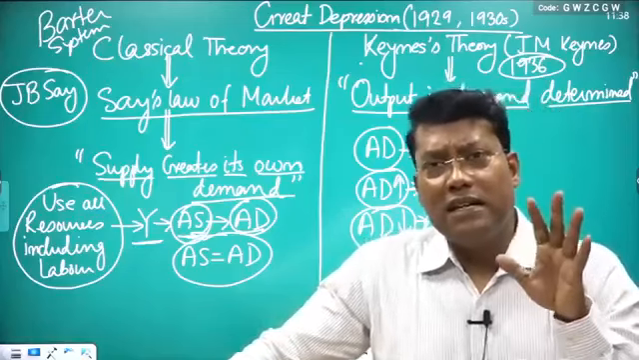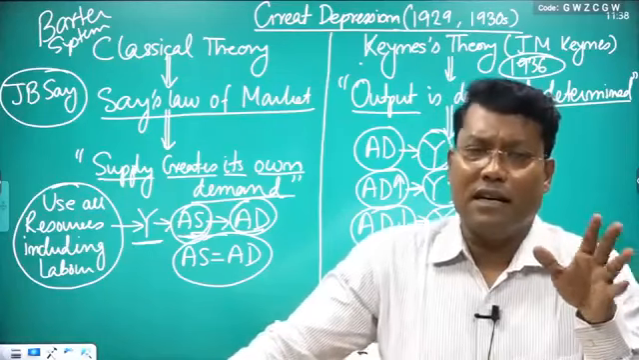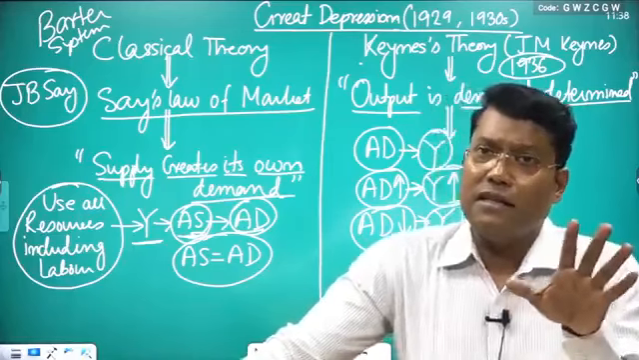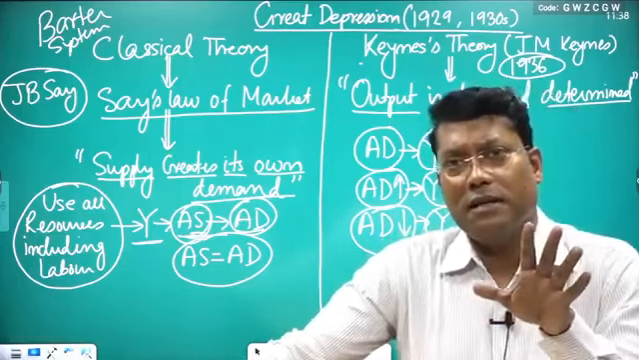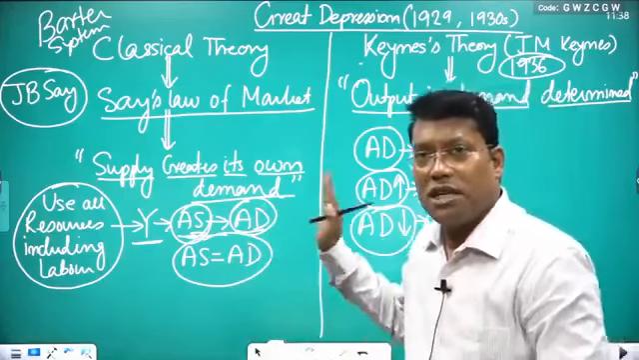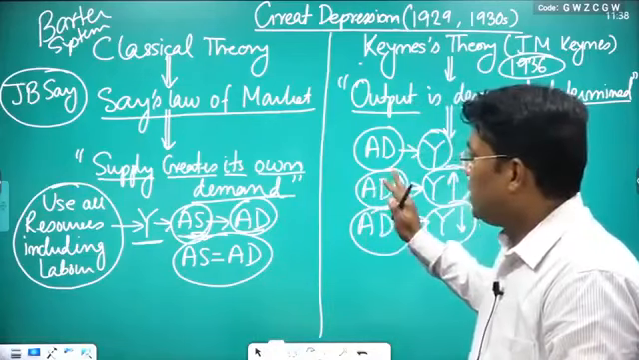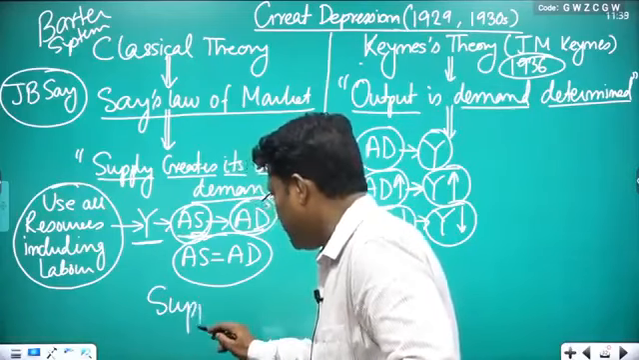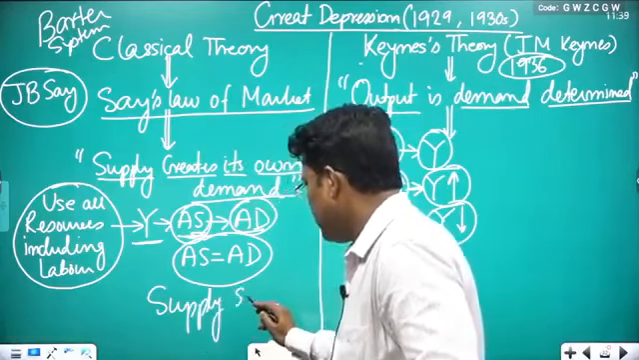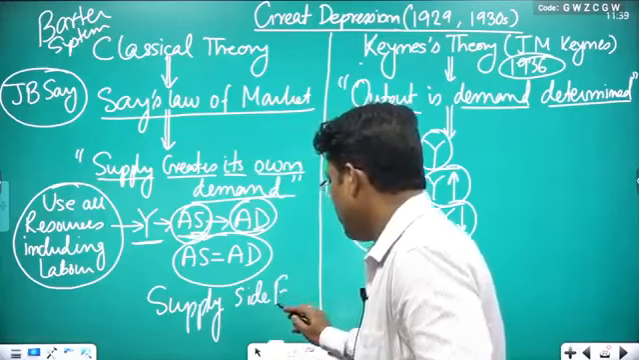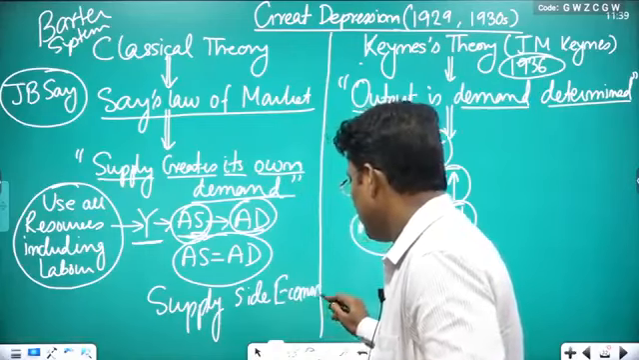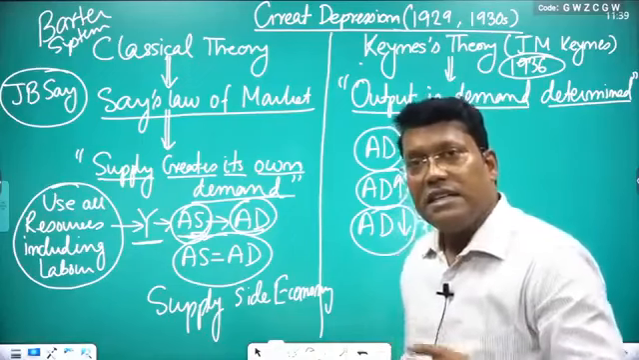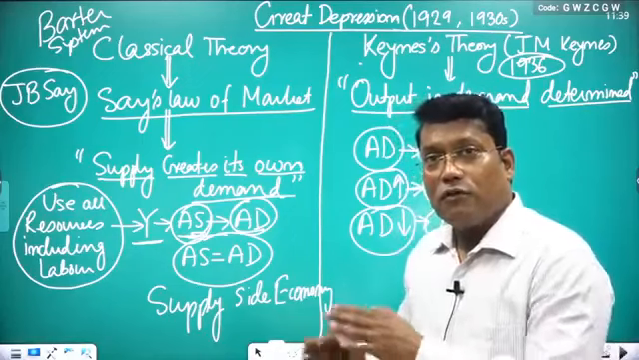So that worked. Finally, in the Great Depression, due to so many reasons that I will discuss later, they saw that yes, there was supply, but there was a lack of demand. Clear? So it did not work. So John Maynard Keynes gave his own theory. This classical theory is also known as supply side economics. Why? Because this theory starts from the supply side.